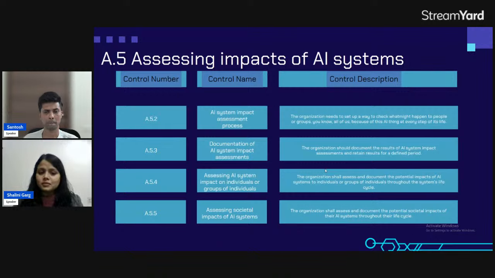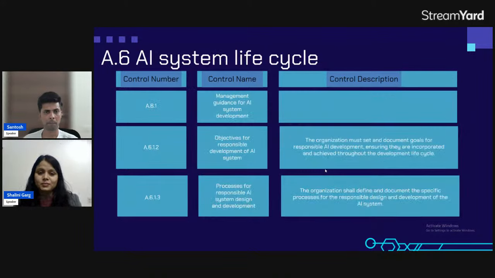Now, this AI system impact assessment considers various aspects of the AI system, including data, technology, and overall functionality, with procedures tailored to the organization's role and AI application domains such as security, privacy, or safety. This is all about the AI system impact assessment process. Now we are moving on to, we have to document this AI system impact assessment.